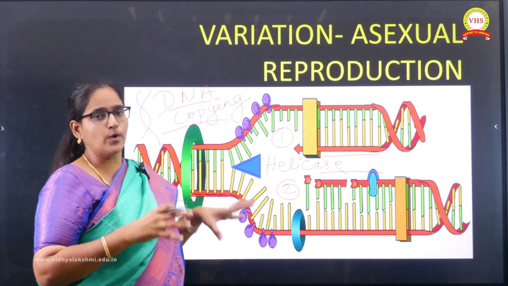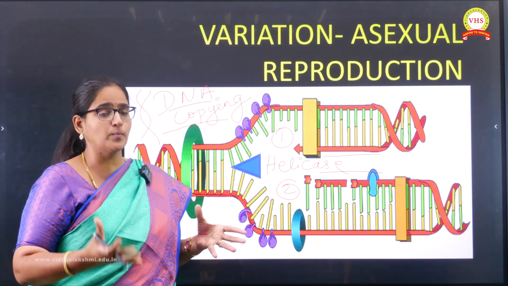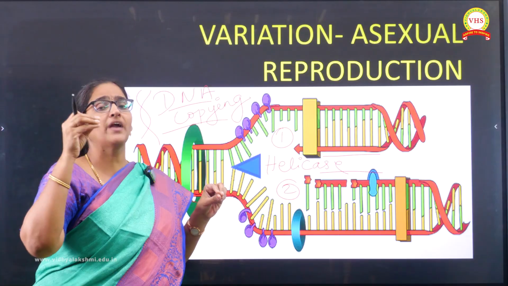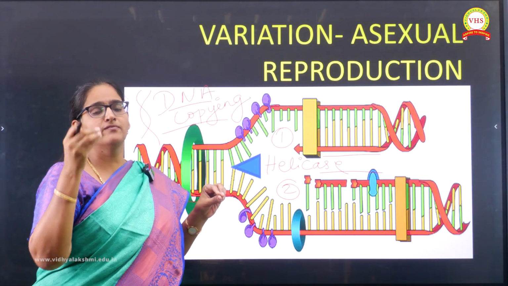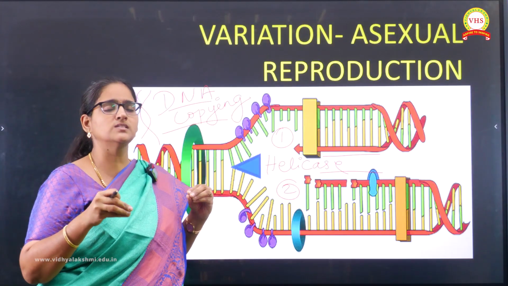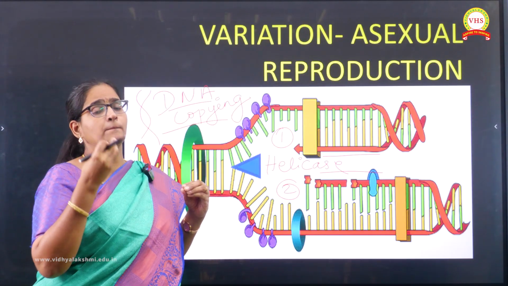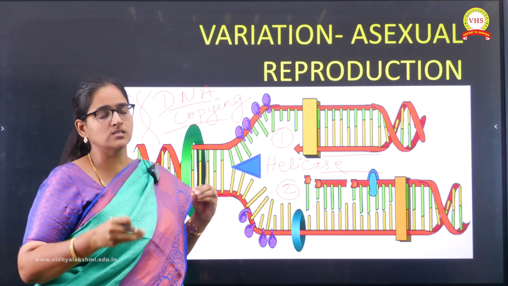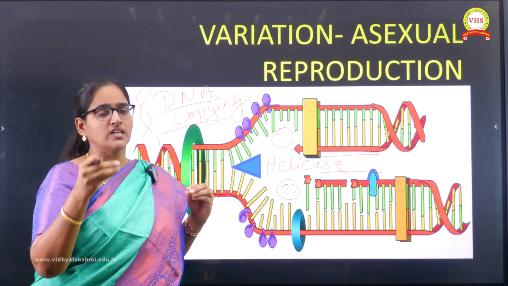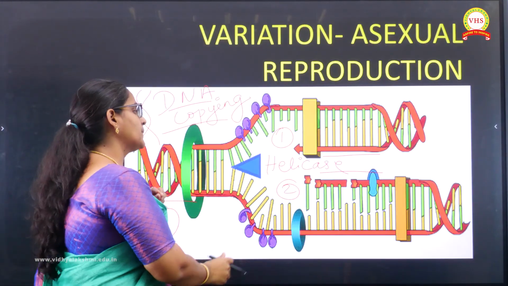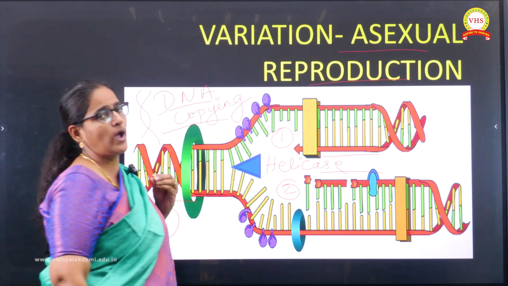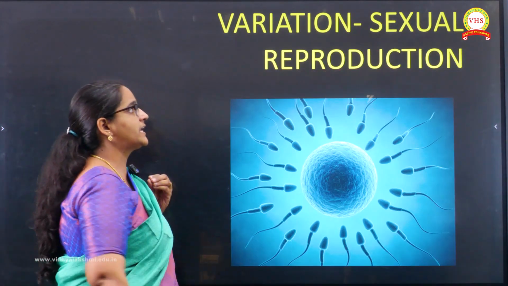During this replication process, how does variation exist? This replication process involves various enzymes. And when these enzymes are doing the replication and proofreading mechanisms, there is a possibility for minor inaccuracies to exist. This minor inaccuracy leads to variation in the species, even though it is reproducing by the asexual mode of reproduction. There also you have the probability of variation taking place.